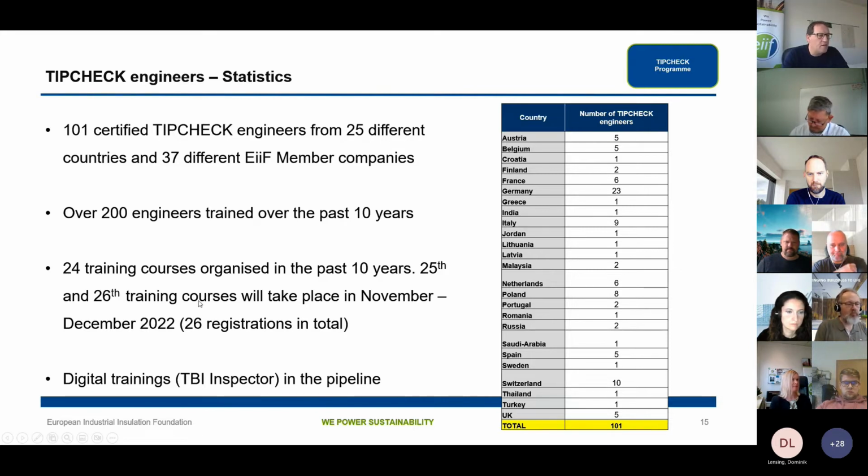Then we have training courses, about 24 organized. The 25th and 26th will be now end of November, beginning of December. And we have 26 registrations in total, a fully booked German course. And since yesterday, I think we have 9 registrations for the international one. So there are still 3 places left, not a lot, but be fast because it will also be in about 10 days. And digital trainings are in the pipeline where we want to tailor the training to energy managers and energy audits. And we are developing a virtual environment where you can actually simulate being in a plant and doing the TBI audit.